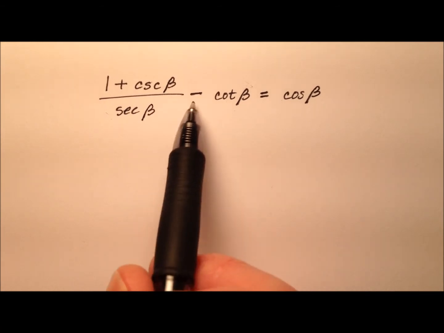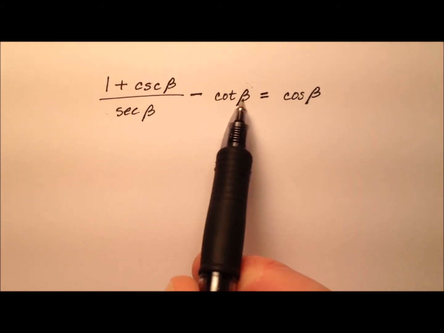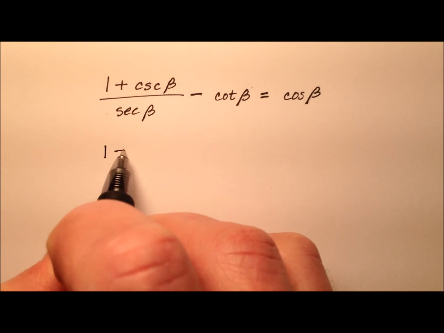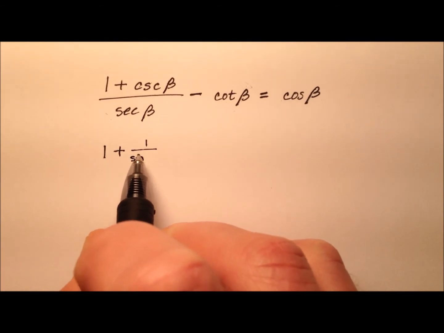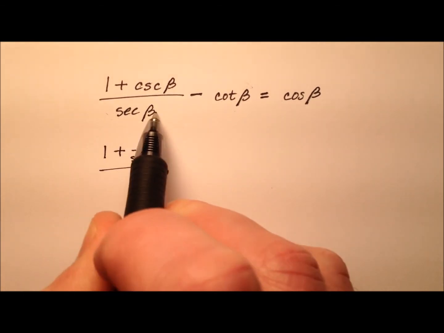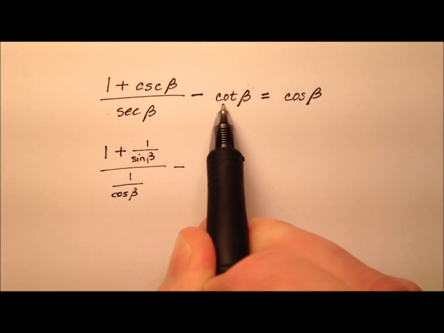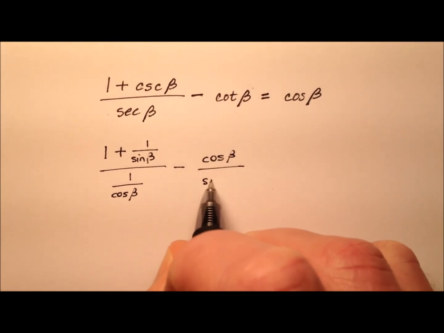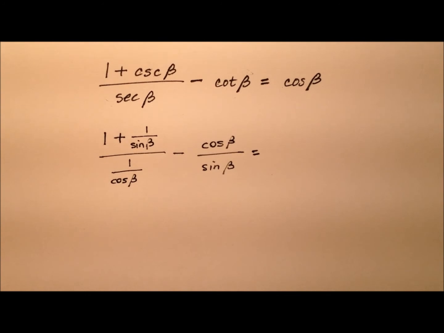All right, so on this left side, it looks like we have a cosecant of beta, a secant of beta, and a cotangent of beta. So we have all these functions. Let's write them in terms of sine and cosine to get going. So 1 plus, and we can rewrite cosecant of beta as 1 over sine of beta. And then the secant beta in the denominator we can write as 1 over cosine beta. And then we'll subtract from that cotangent, which ends up being cosine of beta over sine of beta. And we would like that to end up being cosine of beta when we're all done.